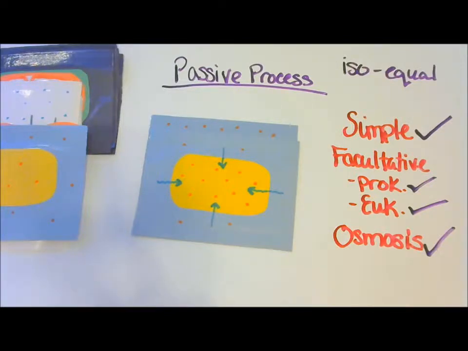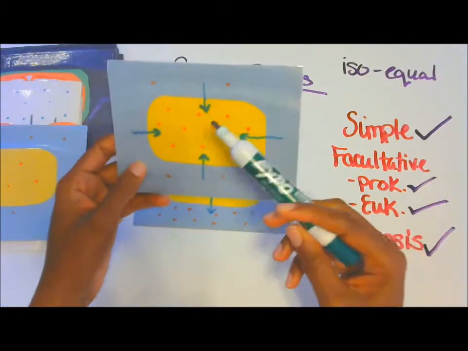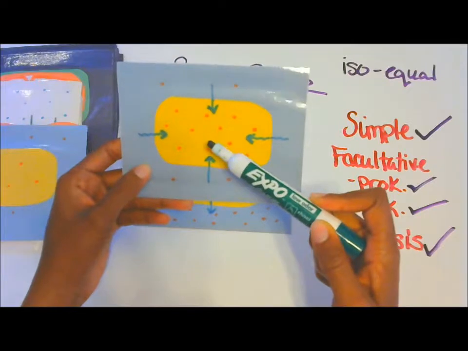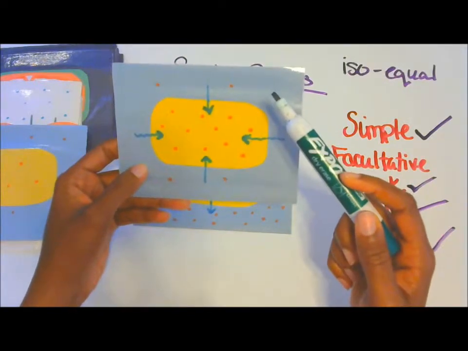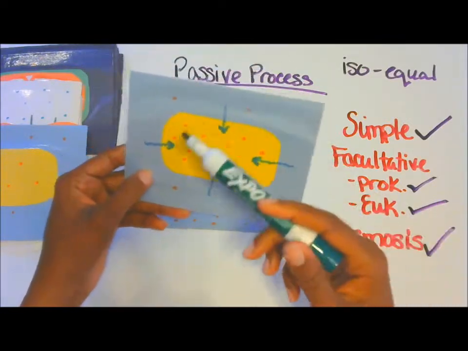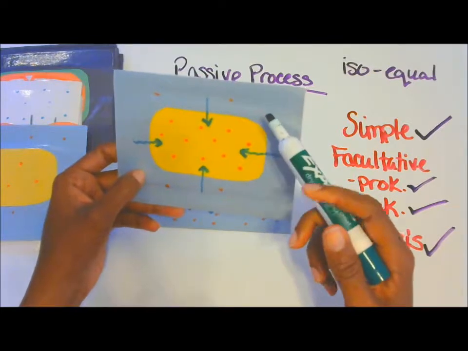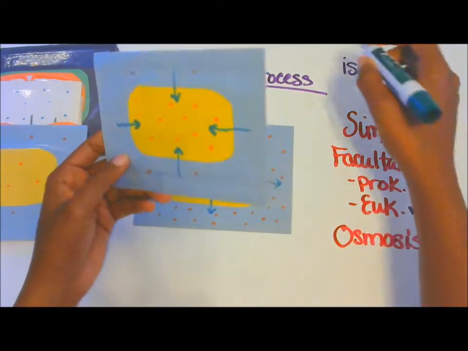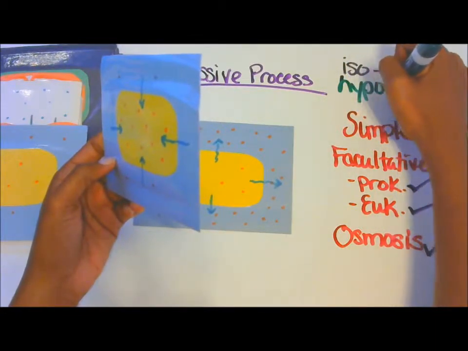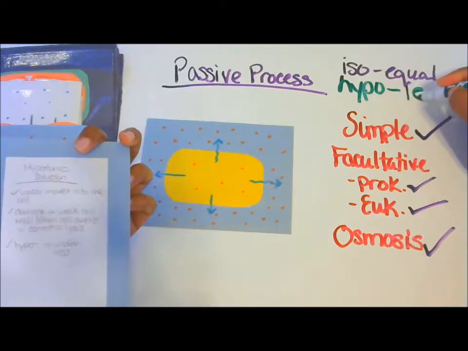All right. Next one. Looks, there's a high concentration of solute or molecules inside the cell, and there's a low concentration of solute in the environment. If there is a low concentration in the environment, that means that it's hypo. Hypo meaning under or below or less. So I'm going to put less.